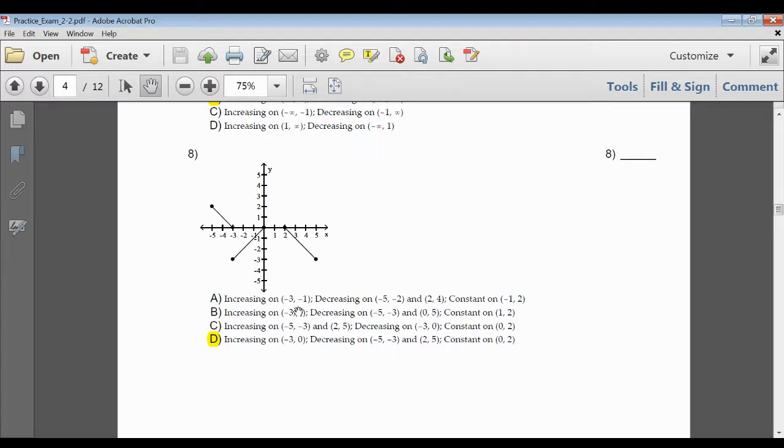So as I look at these, I'm not even focusing on A, B, and C. Once I see D is correct, I know the rest of it is going to be correct. And this part here, constant from 0 to 2. You can see here the line is a little darkened in. But the minute I saw that, I knew it was letter D.